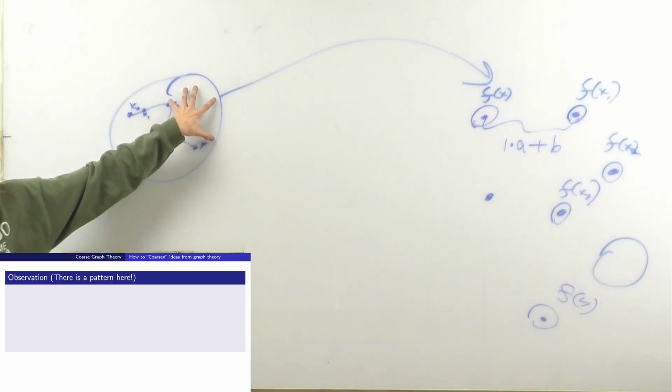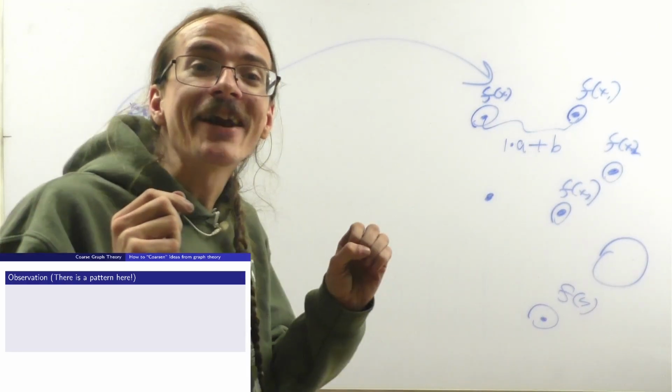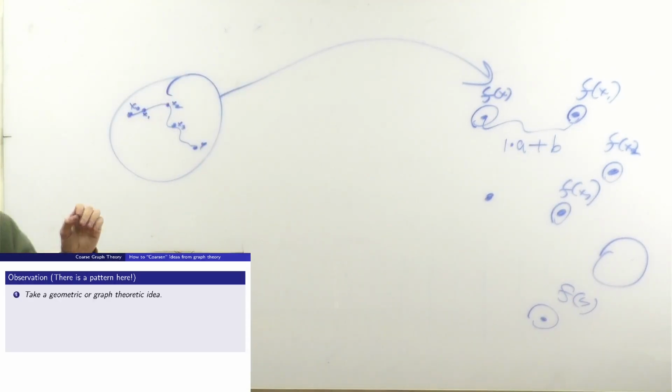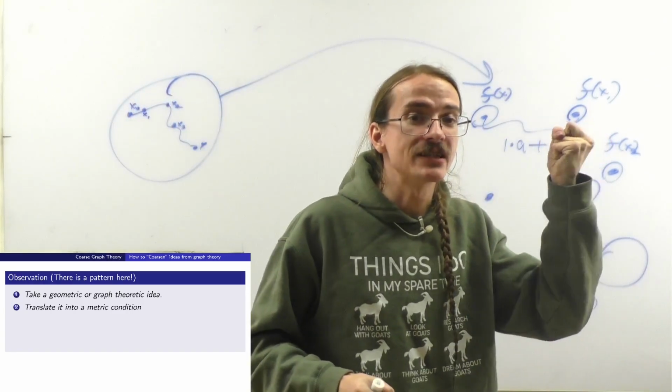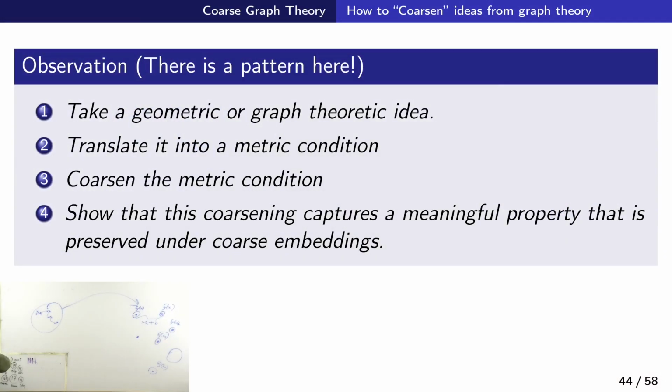I had a couple more metric problems like this with constants, but one's good enough for us to observe the pattern. There's a nice pattern. Ready for this? There's four things to jump through here. We take some geometric idea, some graph theoretic idea, like a connected set. We translate it into a condition about distances. We take that condition about distances, we relax what we mean, we relax the restriction on that distance, and then we want to try and show that the idea we've created is meaningful in some way.